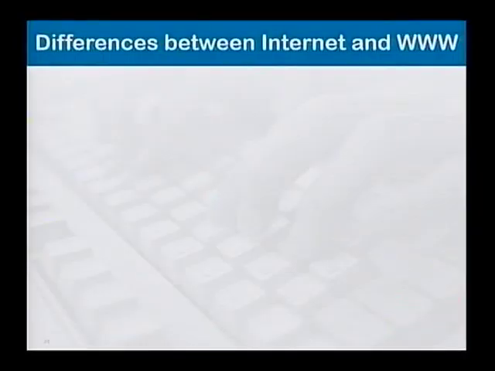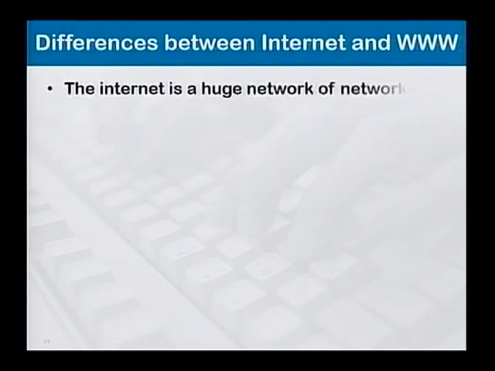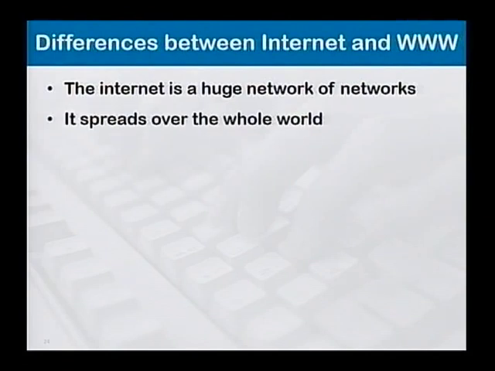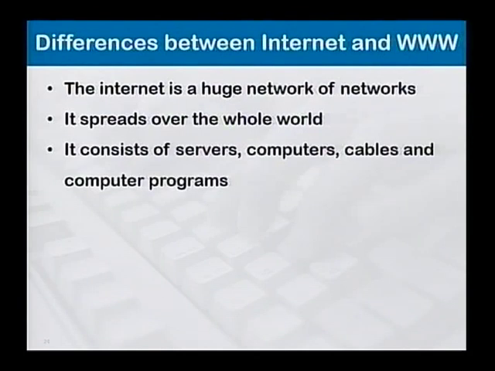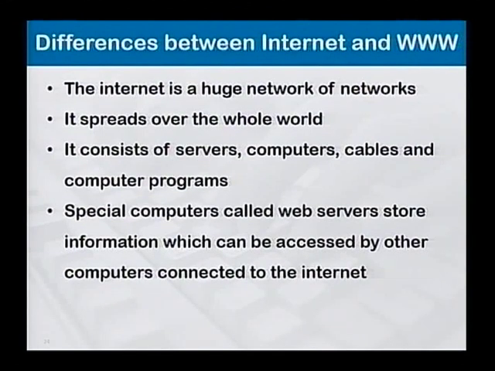Many people use the words internet and WWW as if they are the same thing. They are not. Let me explain to you why. Let us see the differences between internet and WWW. The internet is a huge network of networks. It spreads over the whole world. It consists of servers, computers, cables, and computer programs. Special computers called web servers store information which can be accessed by computers connected to the internet.